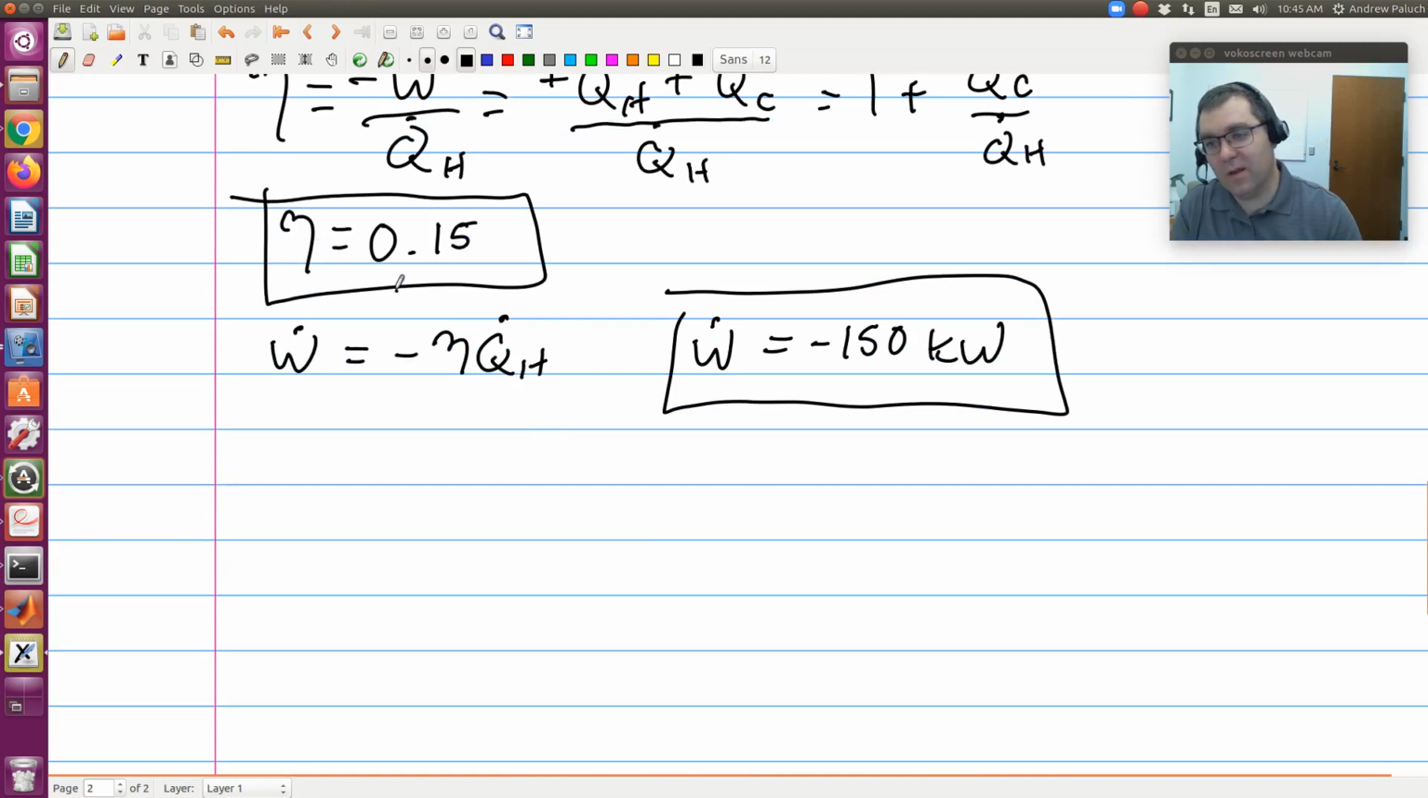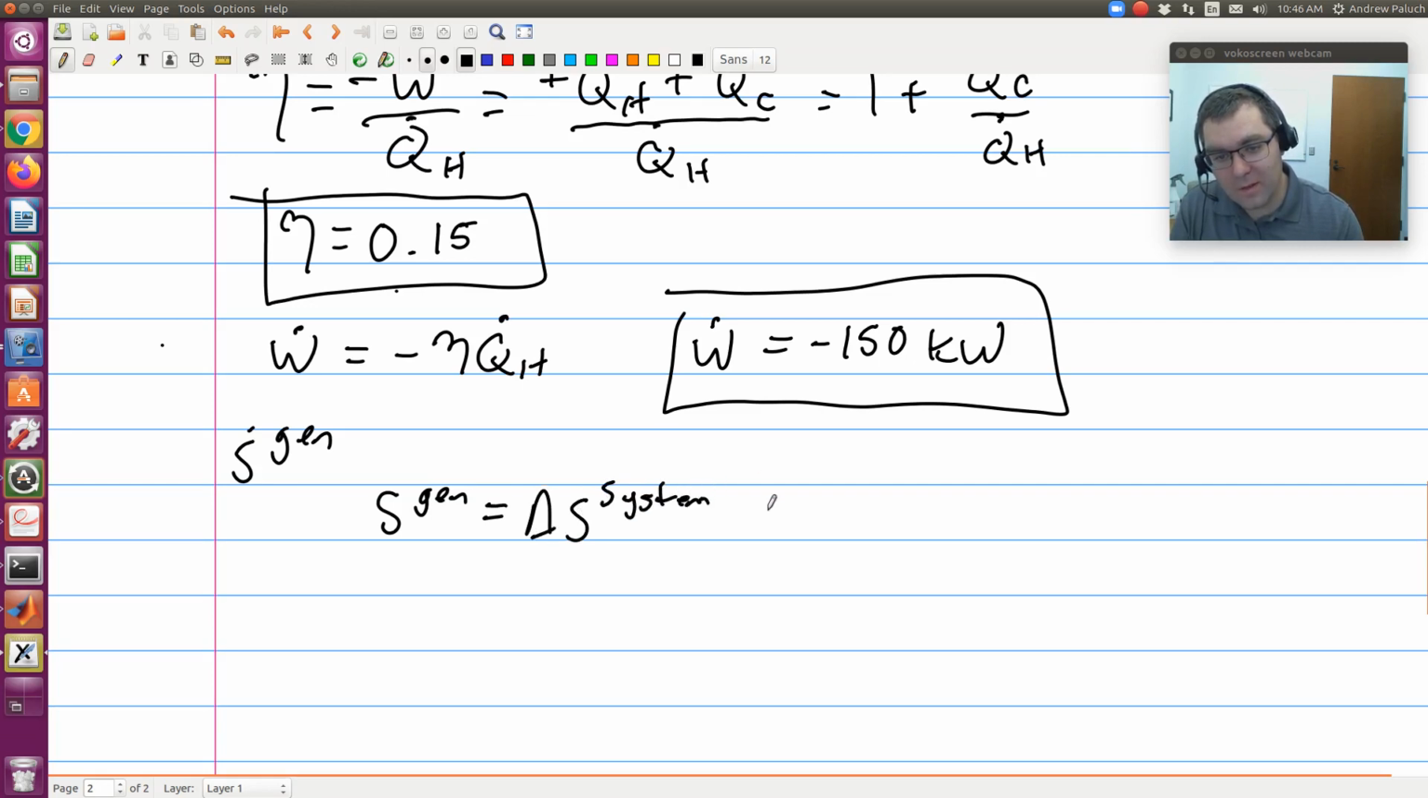So next I want to calculate SGen. Now when I go to my entropy balance, thinking in terms of the entropy balance from chapter 4, even when we expand it for open systems, all we need to do is account for flows in and out when we talk about changes in our system. But from chapter 4, we had SGen equal to delta S of my system plus delta S of my surroundings.